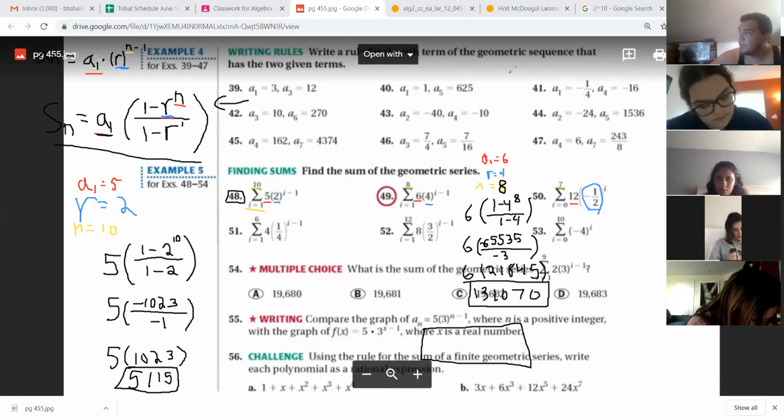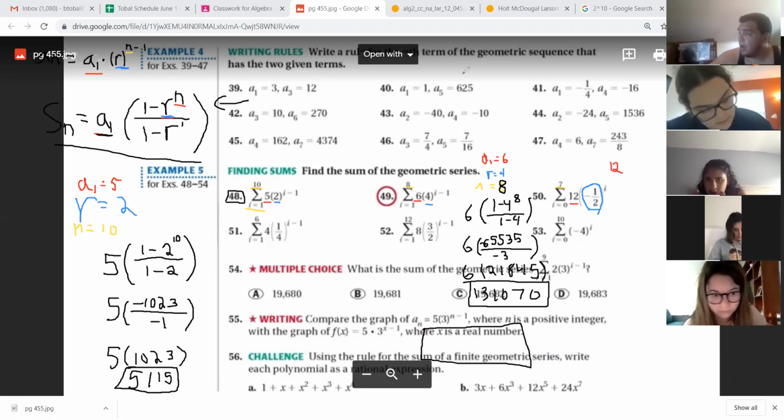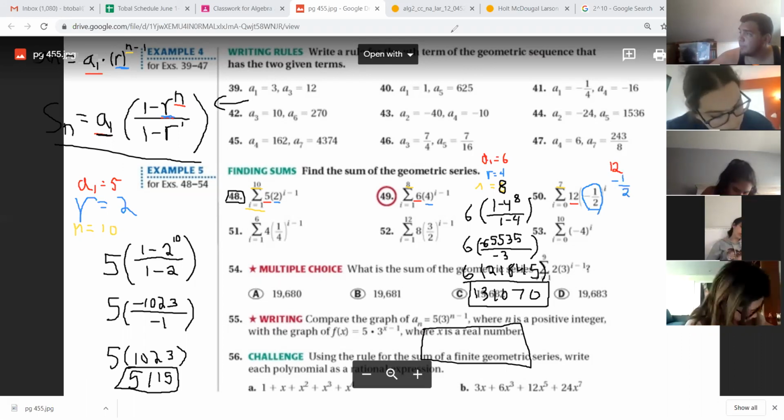No problem. So let's go through it. A1 is 12. R is a negative a half. That's going to be important. And N is 7. And the N is 7. Good.